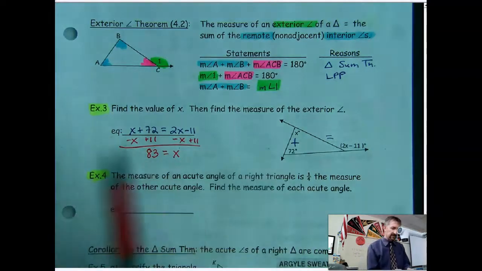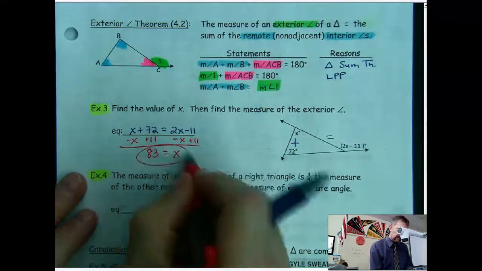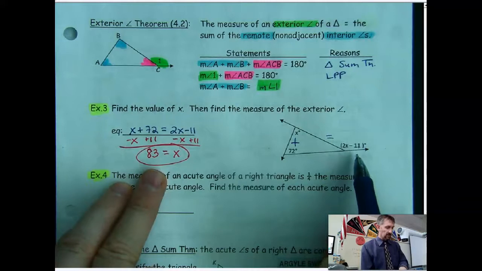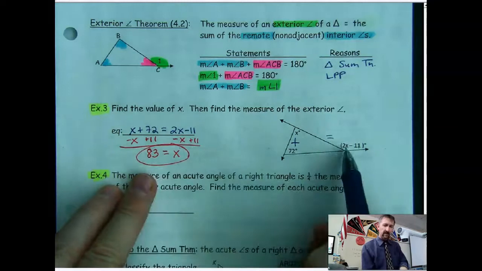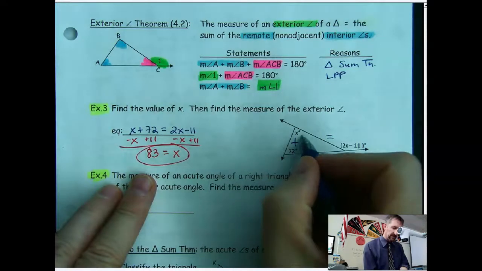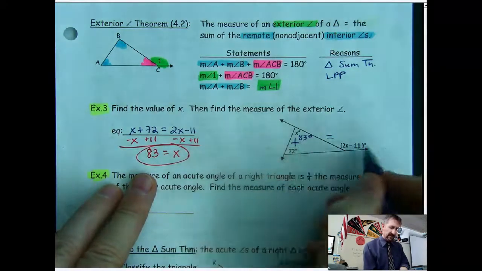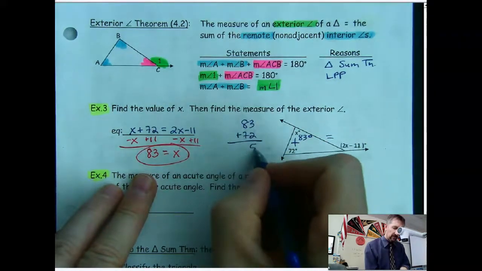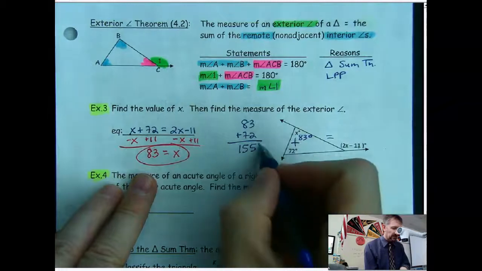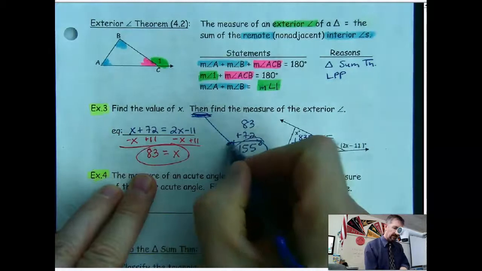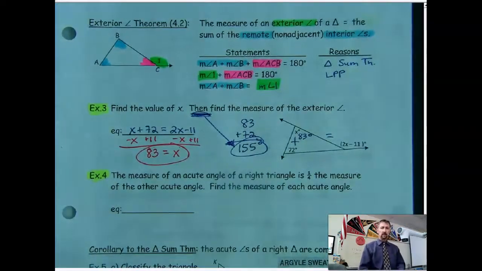Alright, so the direction said find the value of x, which we did, and then it says find the measure of the exterior angle. The easiest way to do that, we could plug 83 in for x right there, multiply that by 2 and subtract 11. Or, if x is 83, the easiest way would be to add these two together. So we would have 83 plus 72. So that's going to be 155 degrees. Then find the measure of the angle. Alright?